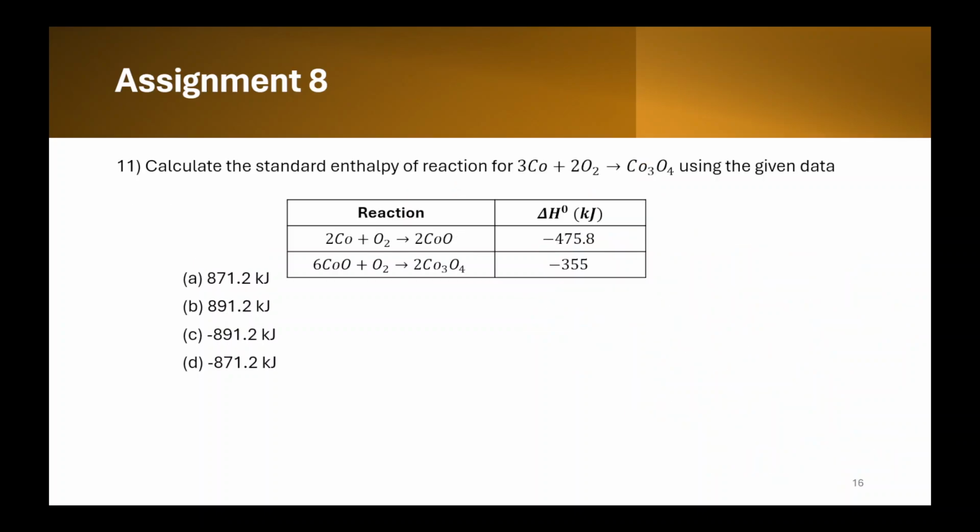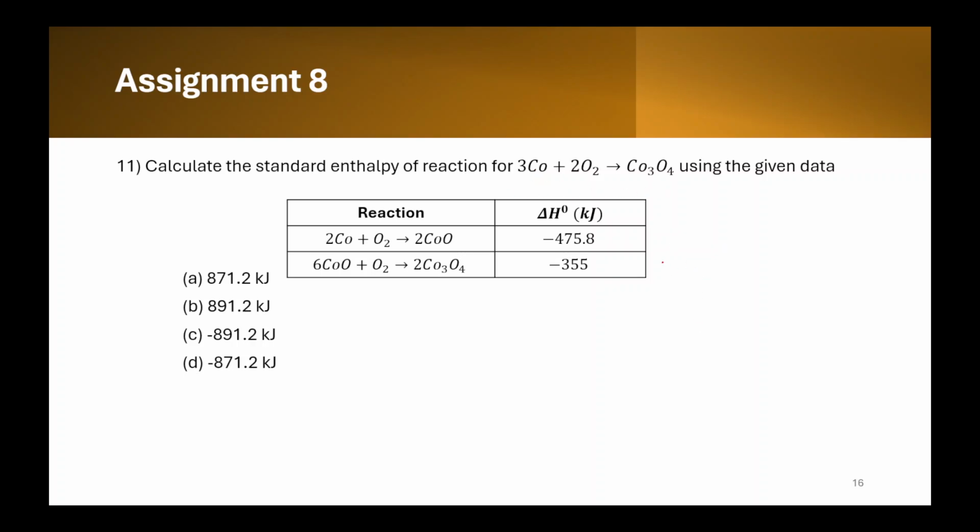Next question. Calculate the standard enthalpy of reaction for this reaction equation given here. So 3CO plus 2O2 giving Co3O4. So this element is cobalt, and we are given the reaction. And from these reactions, we need the algebraic manipulation. From the algebraic manipulation of these reactions, we need to compute this as the resultant.